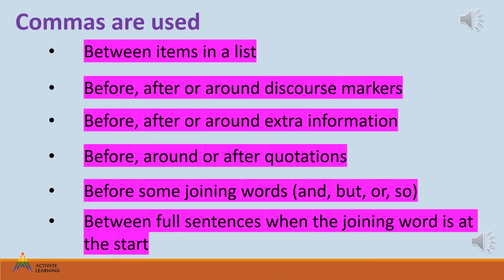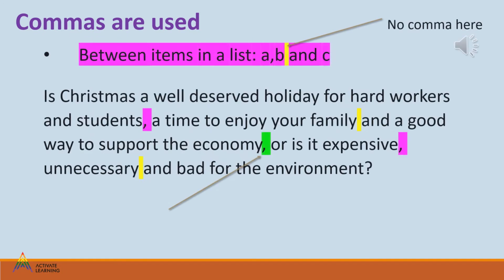You need to show that you can use commas accurately. Commas are used between items in a list, before, after, or around discourse markers, such as on the other hand or however, before, after, or around extra information, which isn't a full sentence on its own, before or after quotations, always before the quotation mark, and before some joining words, for example, and, but, or, and so. You would also use a comma between full sentences when the joining word is at the start of the sentence. Remember that commas in a list are between all of the items except for the last two, so you don't put them before and or in a list.